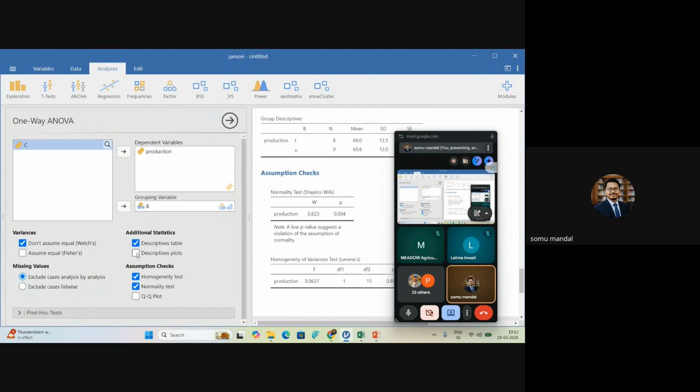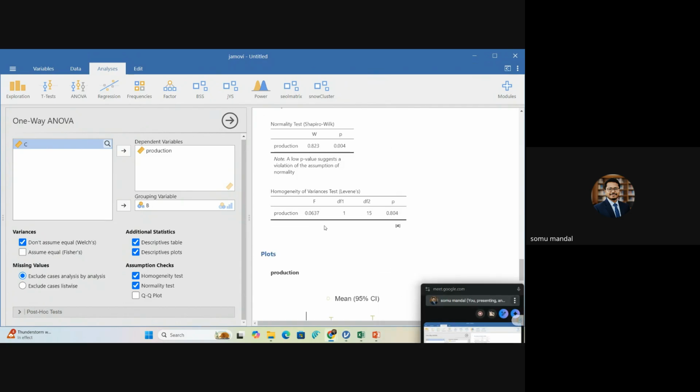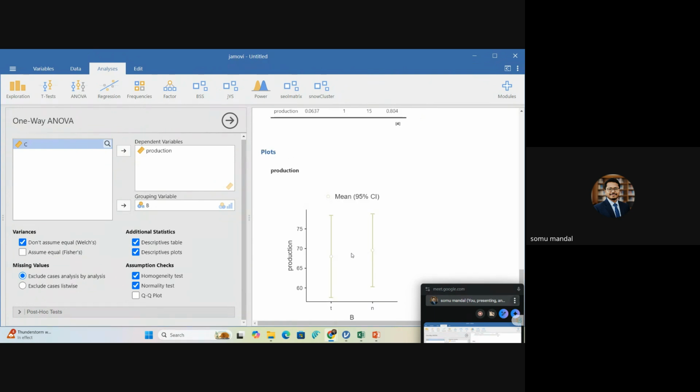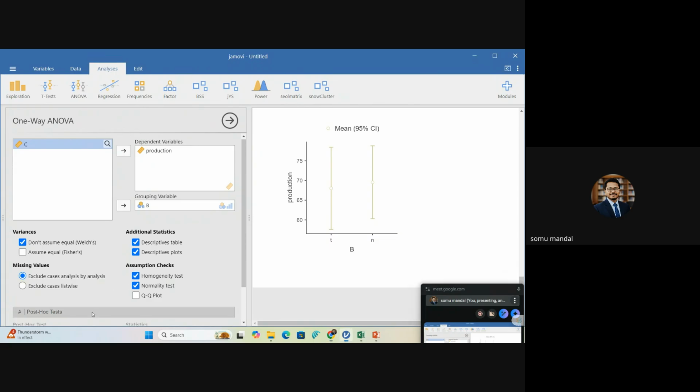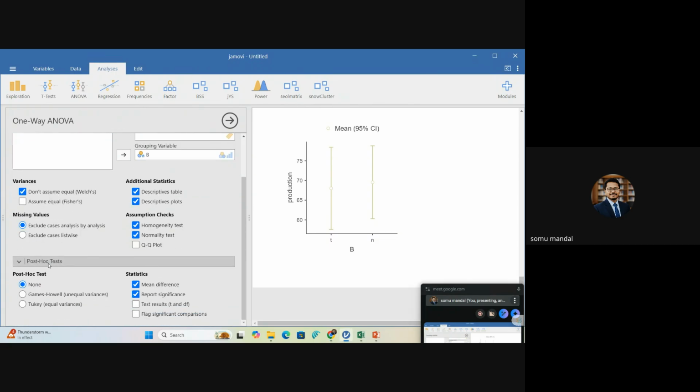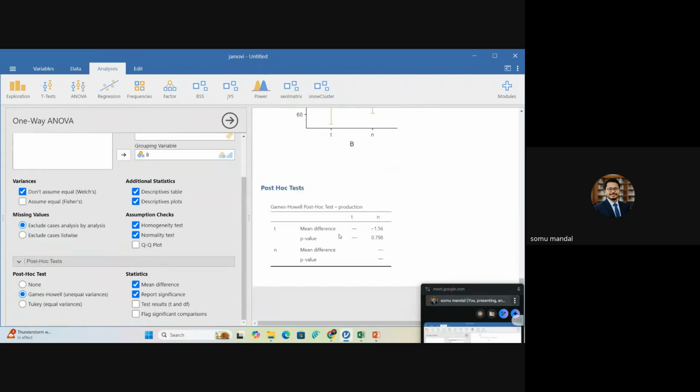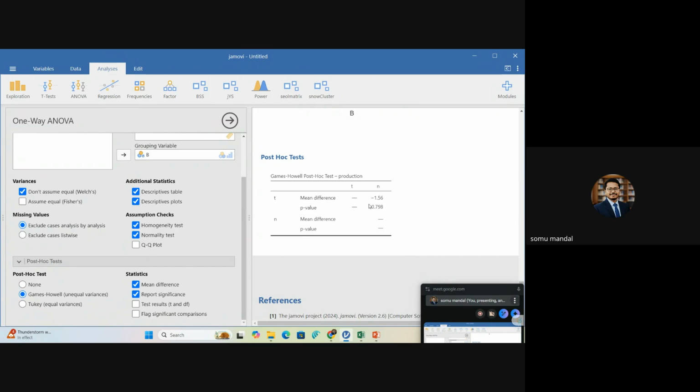Looking at the descriptive plots and descriptive tables, you find there is a difference between the two groups. And you can test further with the post hoc test. You know, unequal variance. So that's why you have to select the Games-Howell test for unequal variance in the post hoc test. And it indicates that between the two groups there is no such mean difference in agricultural production.